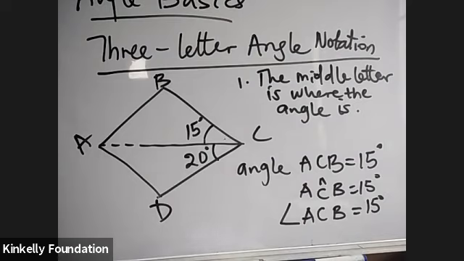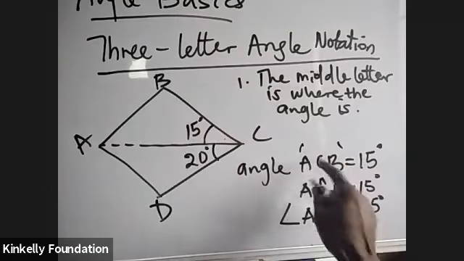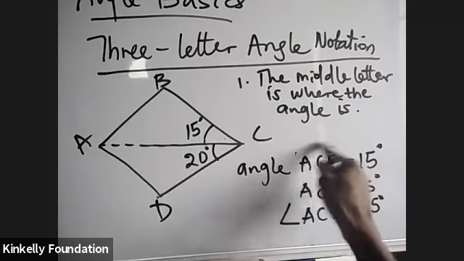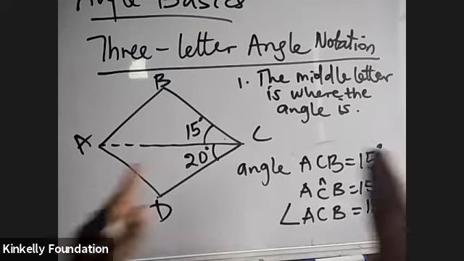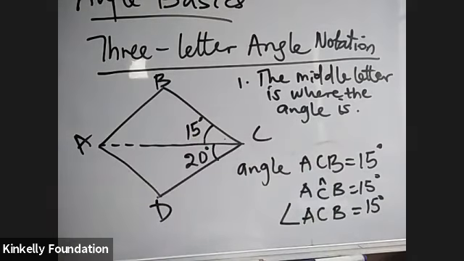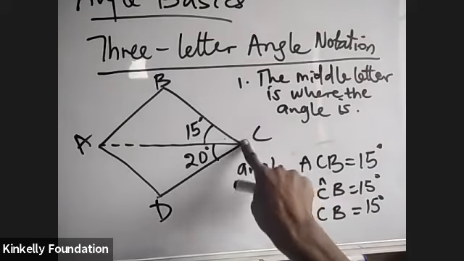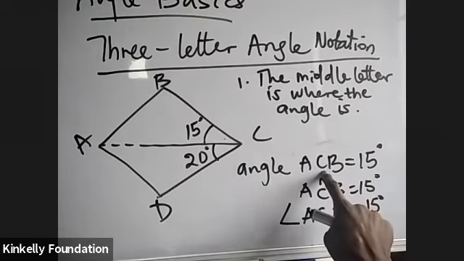Yes. Now, the other 2 letters, A and B, what do they enclose? The angle. They are the ones that enclose it, just like this. Which letter is the middle letter? It is C. It is this one here. So that is the one that has the angle.